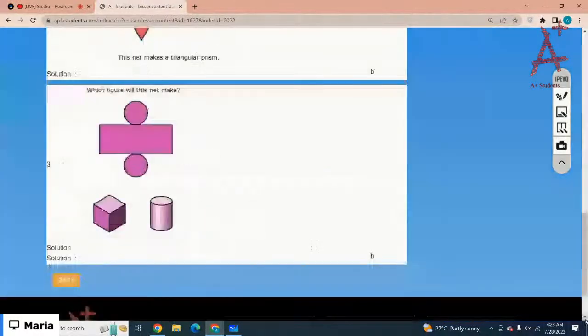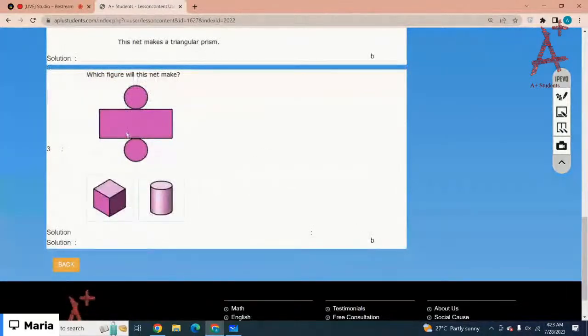Okay, which figure will this net make? You can see the net. You have the circular faces over here. Got it? That means it will make the cylinder. You can identify by just looking at the net and the different faces. So you have two circular faces. That means that is the cylinder.